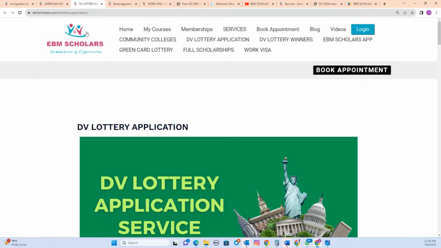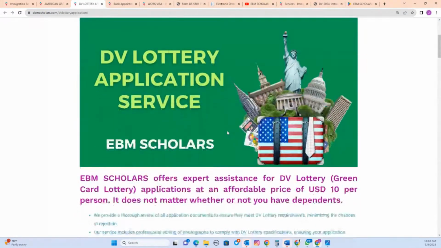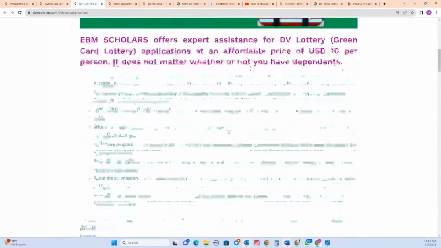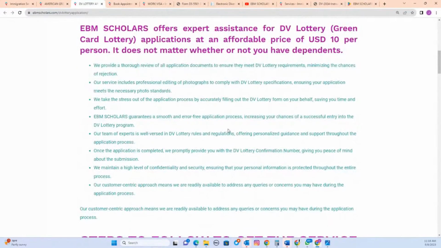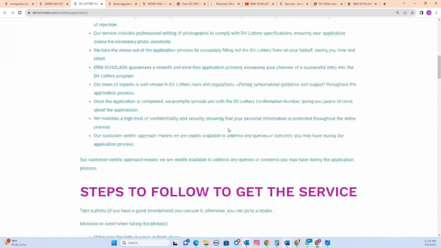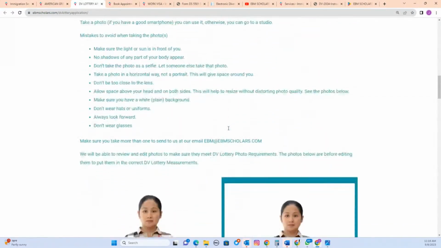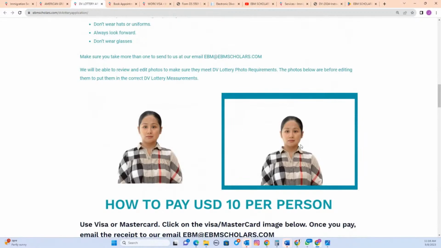There are some people who want me to apply for them for the green card lottery. Go to my website and click green card DV lottery application. There you'll see the service I'm offering. You send me the photo, I review and edit the photo, I fill the form for you, and I send you the confirmation number. I will do that just for $10.